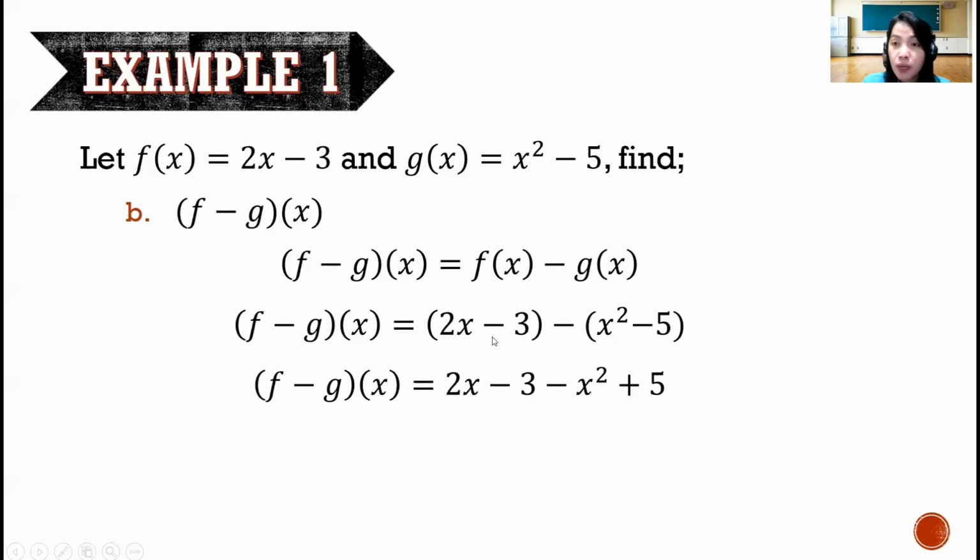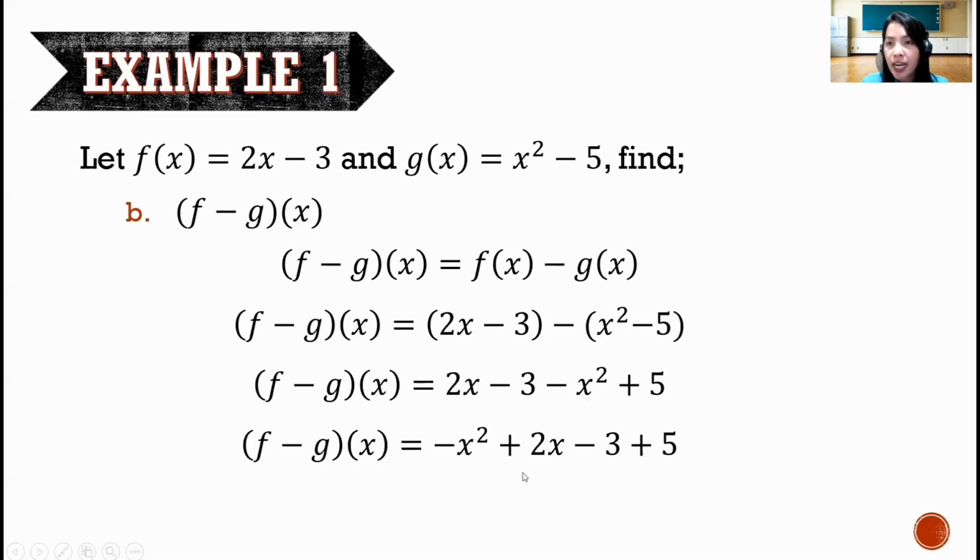Sa unang function, walang problema. Just drop down the parentheses. That will become 2x minus 3. And then negative times x squared. That will become negative x squared. Negative times negative 5. That would be positive 5. So, eto na yung sign ng x squared na ginawa siyang negative. And yung sign naman ng 5 from negative na ginawa siyang positive.